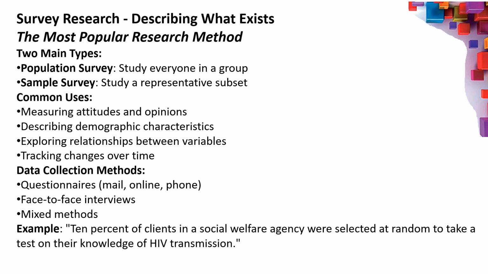Surveys are everywhere because they are versatile and efficient. You can reach large numbers of people relatively quickly and inexpensively. Population surveys study everyone, like the U.S. Census, while sample surveys study a representative subset to make inferences about the larger population. The key is getting a representative sample so your findings generalize to the population you care about.